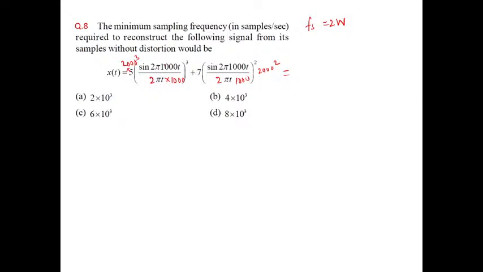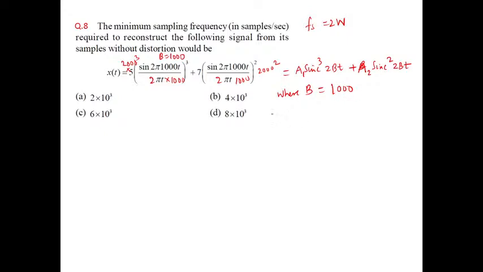Let us assume that 1000 is equal to b. So we can write it like this: a1 into sinc cubed 2bt plus a2 into sinc squared 2bt, where b is equal to 1000.